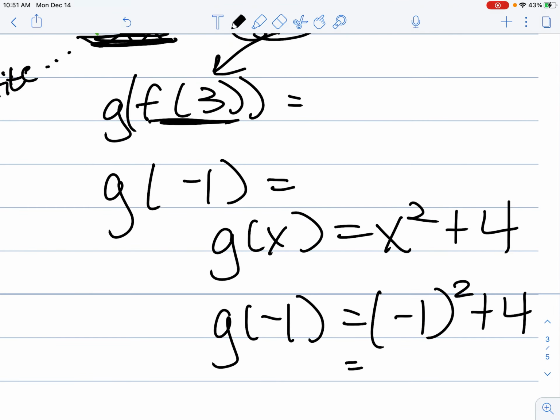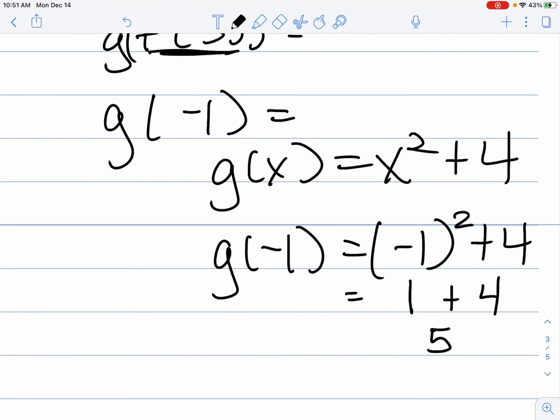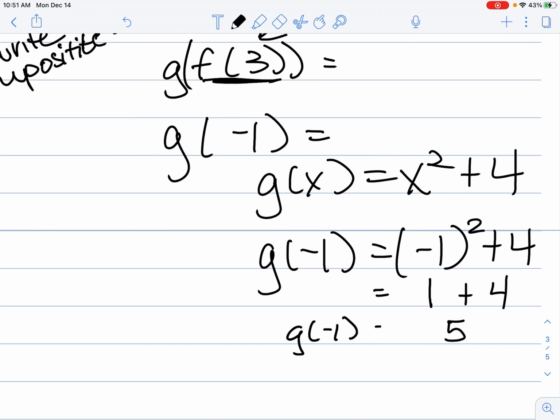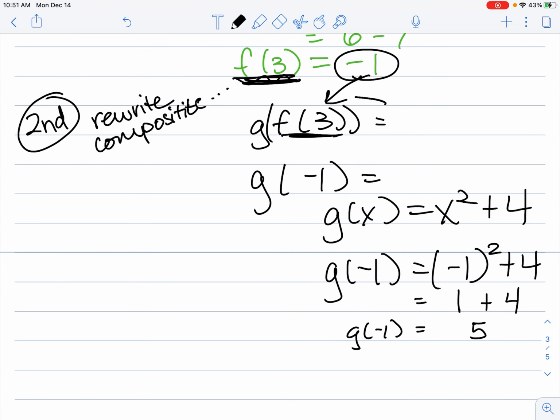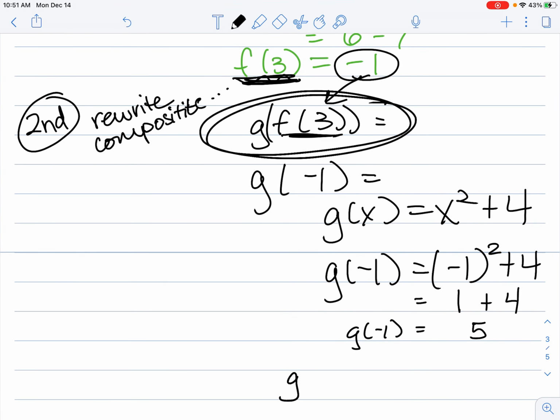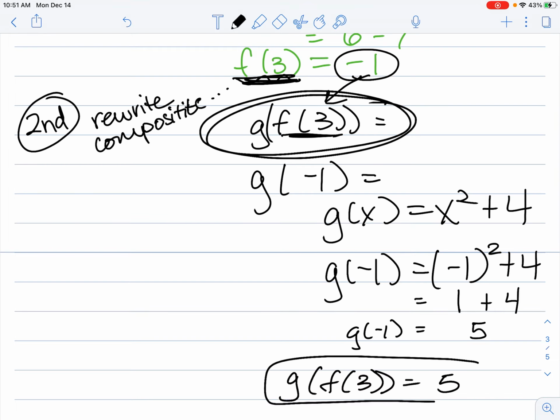Now we're going to solve this. Negative 1 squared is positive 1, plus 4 is just 5. So g of negative 1 is 5, but we also remember that we really found this. So really g of f of 3 equals 5.